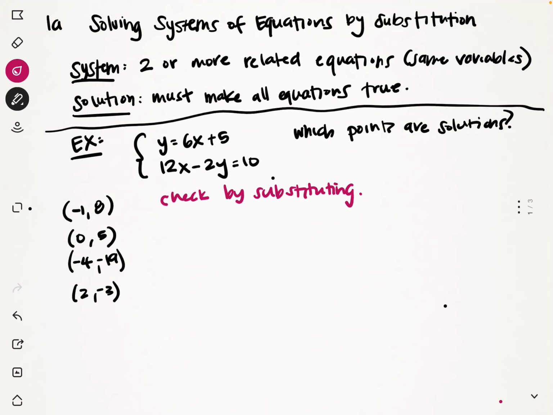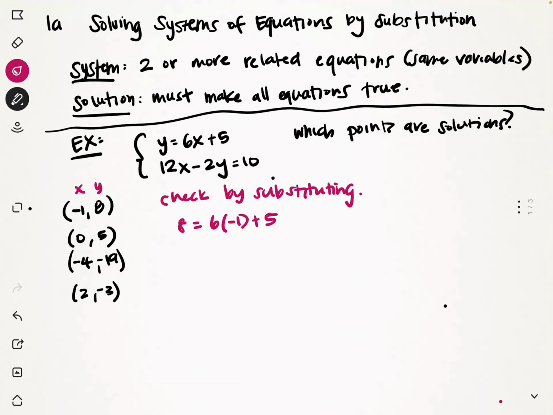So we're going to check by substituting. If they make both of the equations true, then we're going to have a solution. All right, so each of our points has an x and a y. We'll start plugging them in. So we'll plug the -1 and 8 into the top equation. So we have y, which is 8, equals 6 times -1 plus 5.